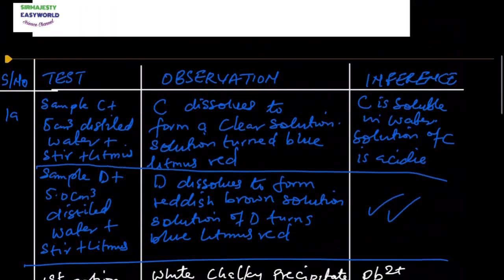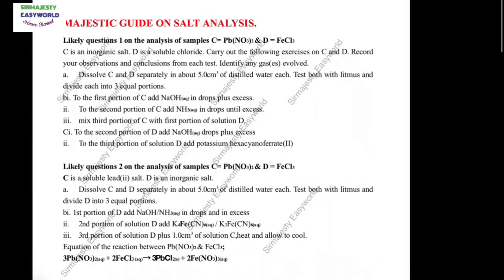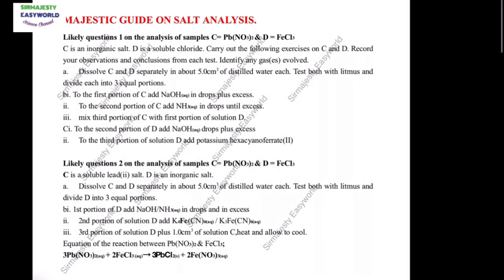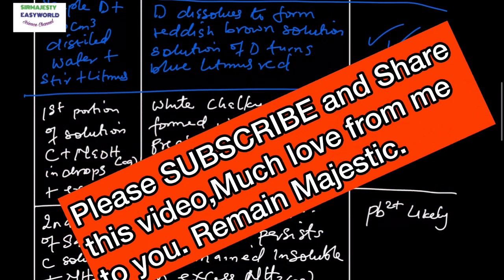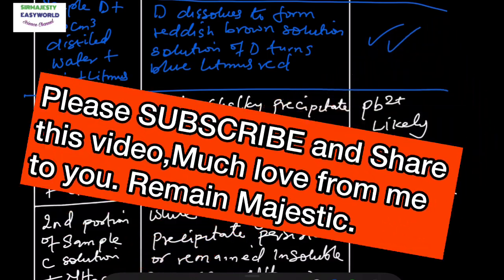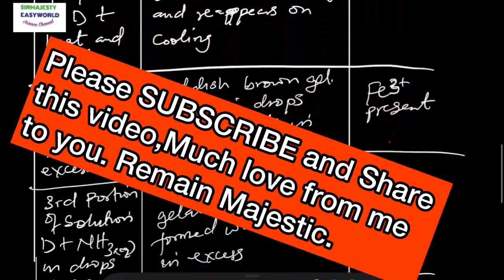So for the second question, they said dissolve C separately, about 5 cm, just the same pattern. Divide into 3 portions. First portion of D plus sodium hydroxide. D is iron 3 chloride. So it's the same thing we got in B1 above. You still have the same reports like we did here. That question is similar to what we are going to observe at this point.